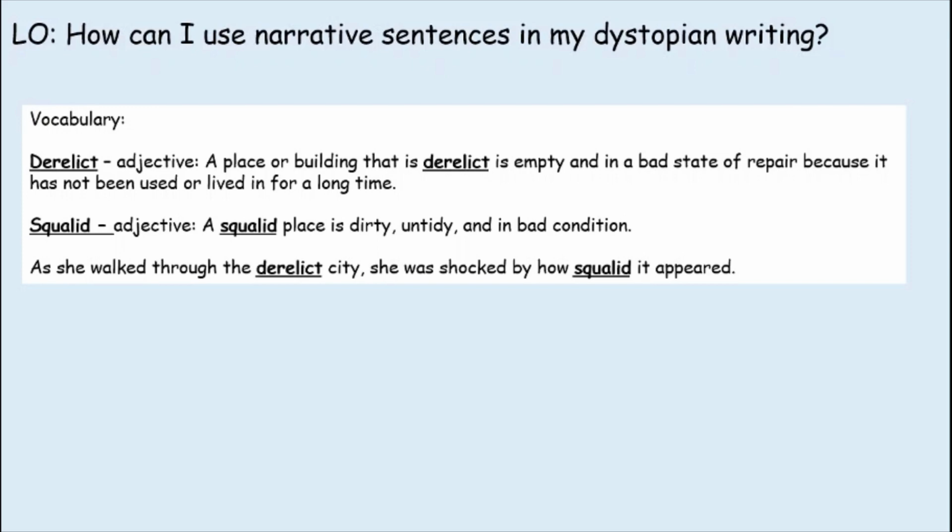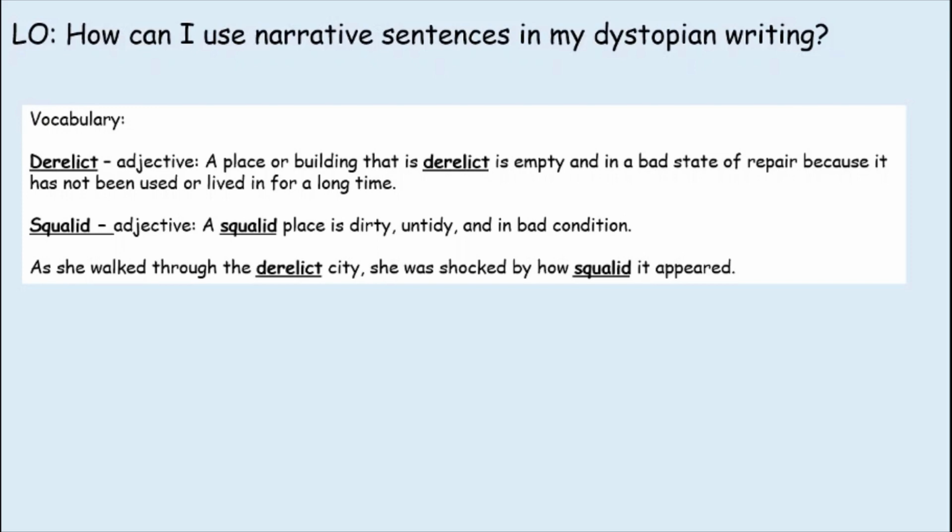That's going to be really key for dystopian writing because we're describing settings that are abandoned, that aren't particularly pleasant. So derelict is a really good adjective to use here. The second one is squalid. If we're describing a place as squalid, then we mean that it's dirty, untidy, and in bad condition. Again, for dystopian fiction writing, this is going to be a key adjective.